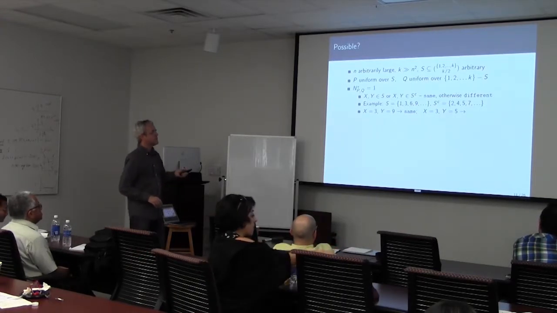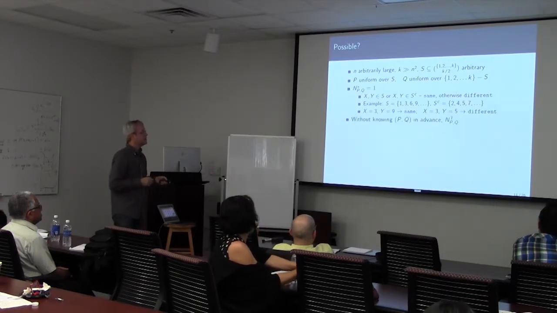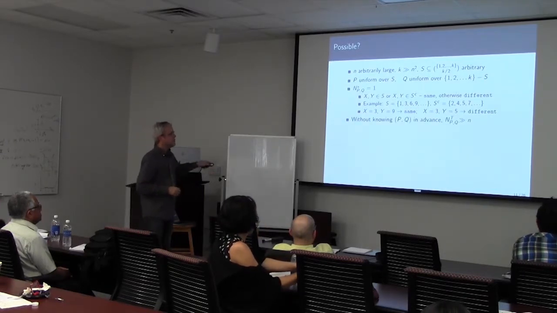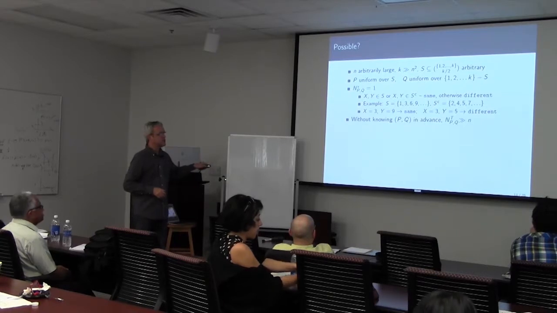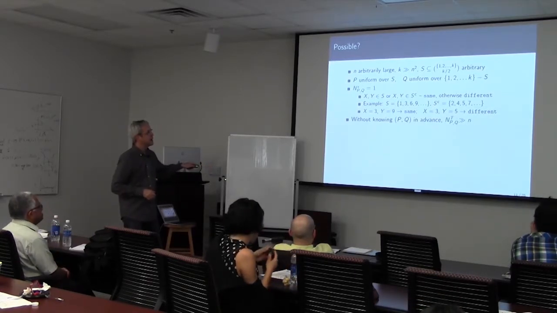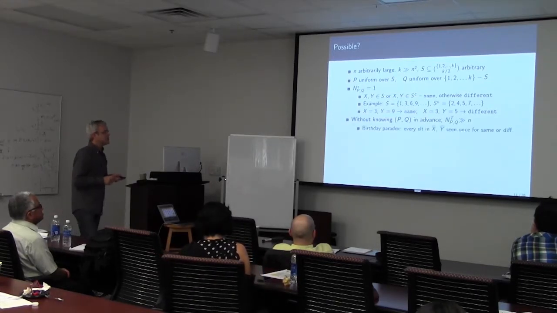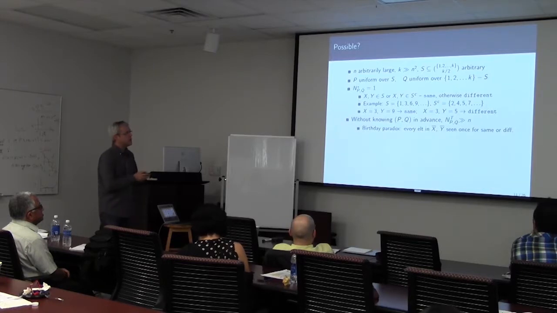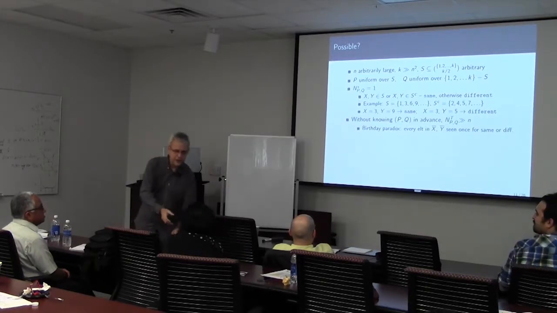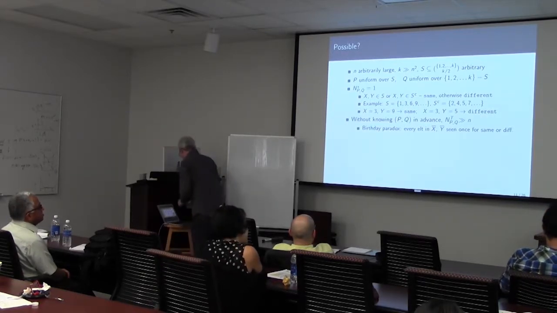For these two distributions P and Q, N star is 1. On the other hand, if you don't know the two distributions P and Q in advance, you need at least n samples. Why? Because by the birthday paradox, if you choose less than n, then every element of X and Y will appear once.